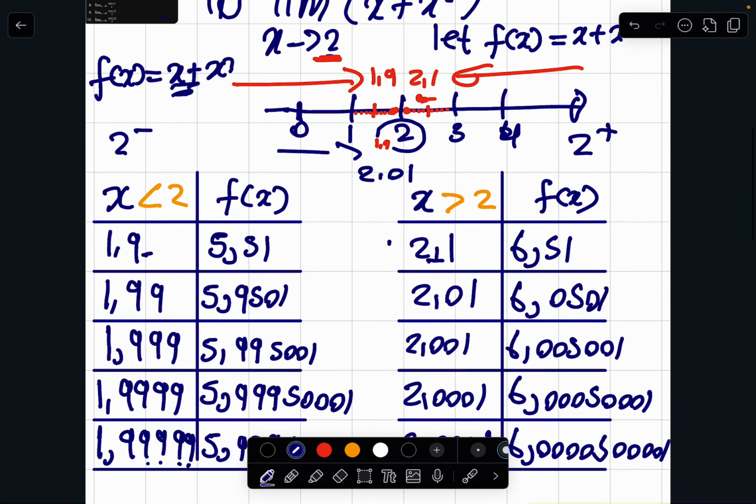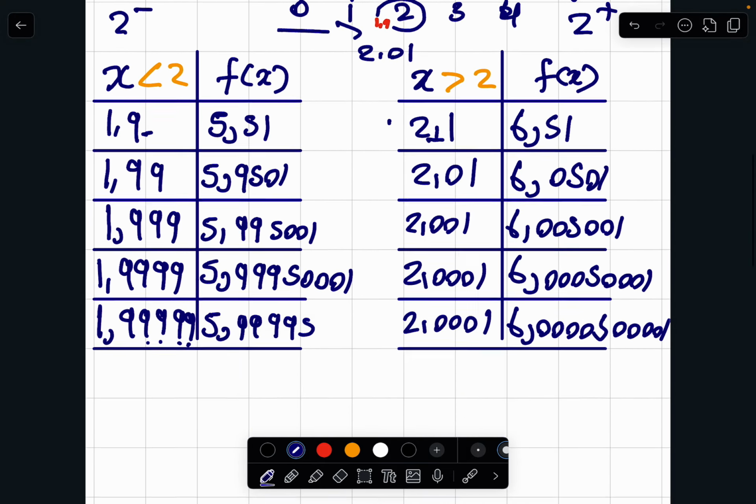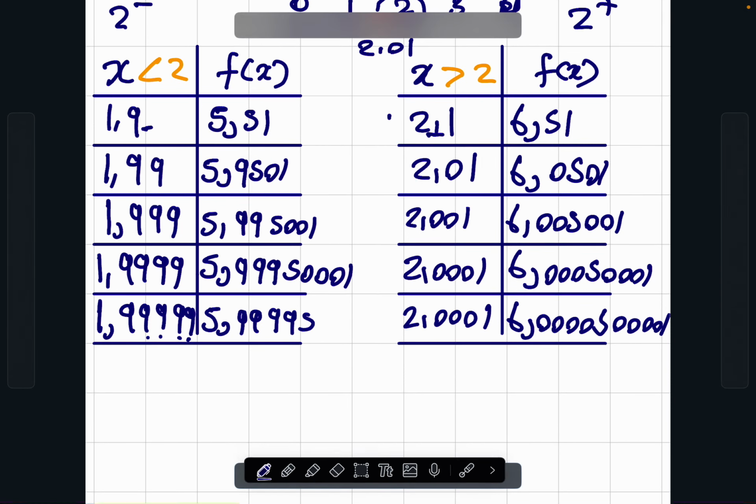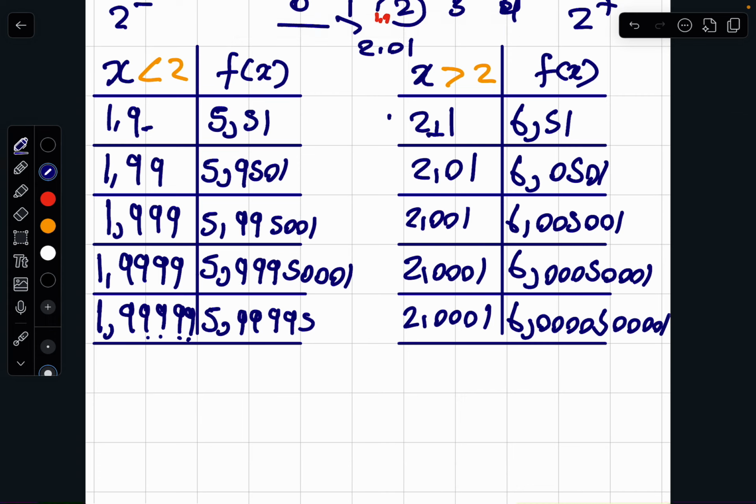The main point now is to conclude. Let's conclude now. We are checking what happens when we are approaching 2 from the left and what happens when we are approaching 2 from the right. So point number 1, you say the limit as x approaches 2 from the left of f of x.